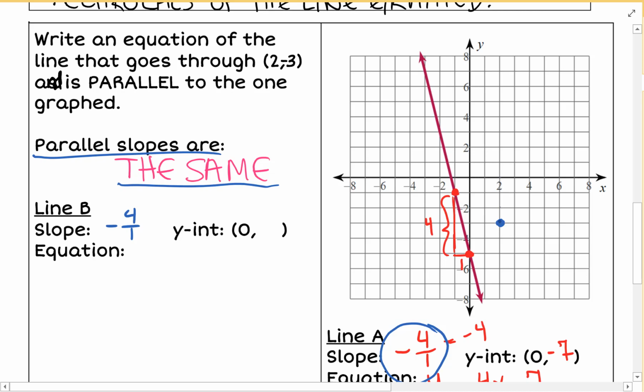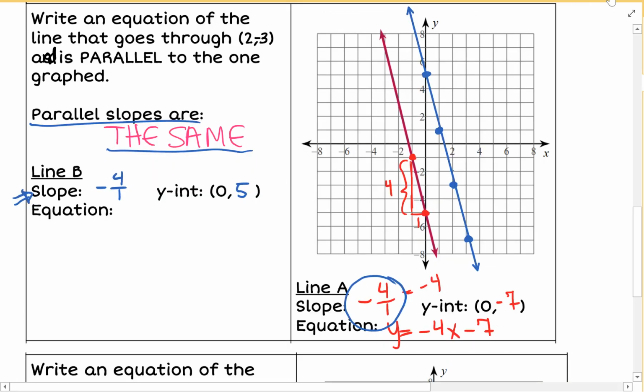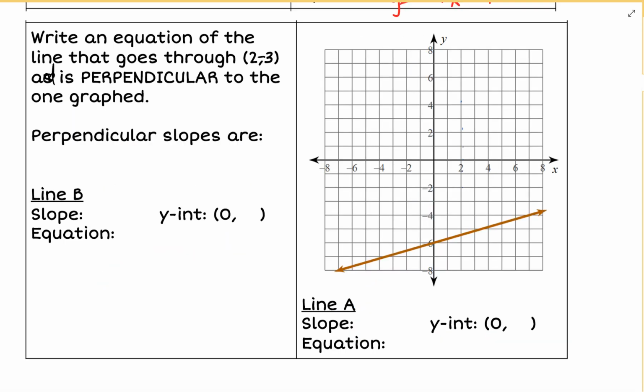And from that point, I'm going to count my slope, the slope of line B, down 4 to the right 1. Okay, and then up 4 to the left 1. All right, we have a y-intercept. That is 5. Connect your dots. So the equation of our line is y equals -4x plus 5, or -4/1x plus 5.